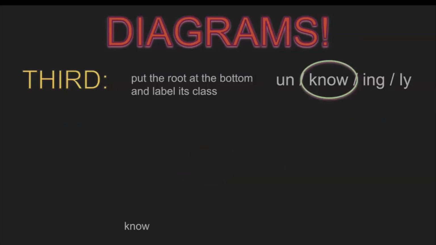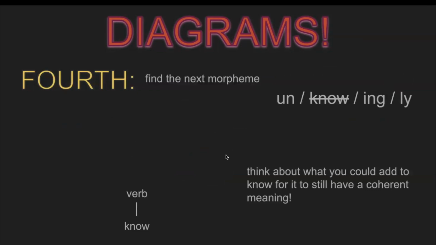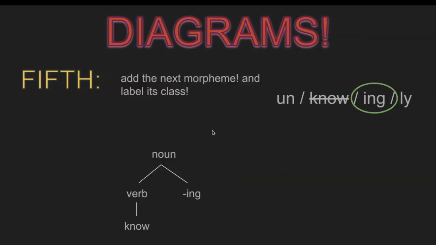We then put the root at the bottom and label its class. It's a verb because to know something is an action that one can take. We then will find the next morpheme. Now, to make a coherent diagram, we want to think about what you could add to still have a coherent meaning. For example, if we add un to know, is it a word to unknow? Not really. But if we add ing, knowing is a thing. So the next one we add is ing. We then add that to the graph and label its class.